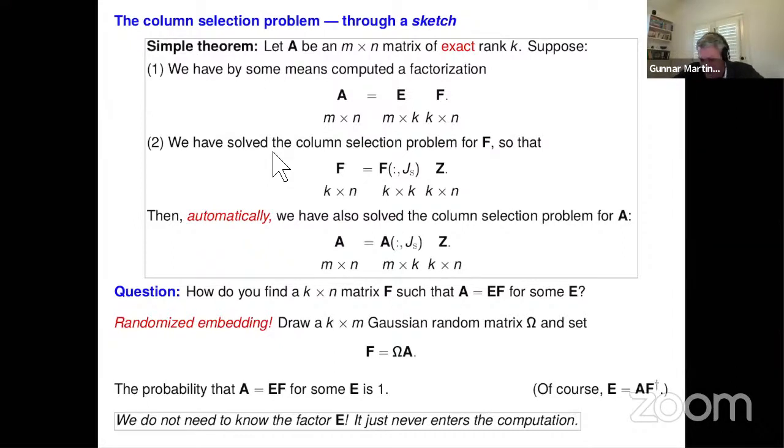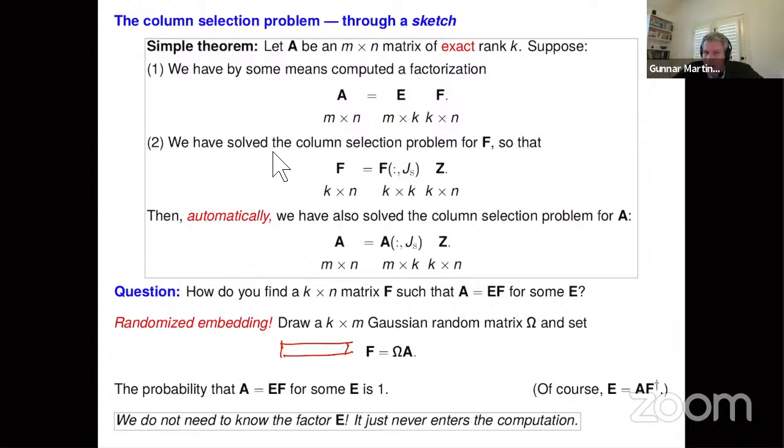So it turns out that a very efficient way of doing this is to draw a thin matrix omega. It has just k rows, and in each entry of omega, I draw a random number from a standardized normal distribution. So I get this matrix omega that has only k rows. I multiply it by A, and then I get the matrix F. So F here is the matrix that's thin in that direction. And now every row of F is a random linear combination of the rows of A. And you can prove that with probability one, the k rows of F form a basis for the row space of A.